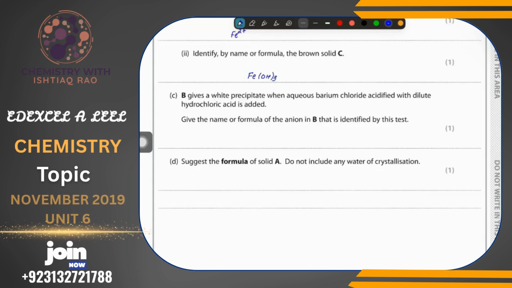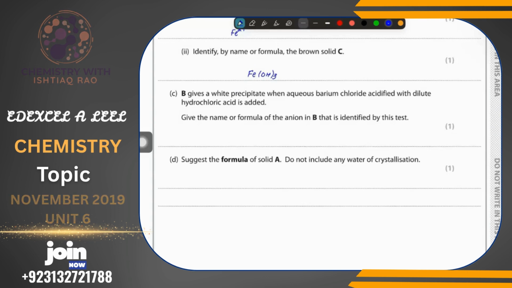B gives a white precipitate with aqueous barium chloride. Of course, after adding barium chloride, we can see the white precipitate, so it's just due to the formation of barium sulfate. Give the name or formula of the anion in B that is identified by this test. So I'm supposed to write SO4 2 minus.